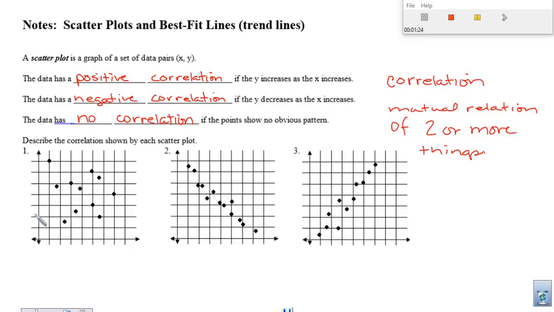Some examples of this are here in numbers 1, 2, and 3. Right here, our points are really scattered around, and you can't see a definite pattern of whether we're going down from left to right or up as we look at the graph from left to right. So this particular graph has no correlation, just scattered, okay?